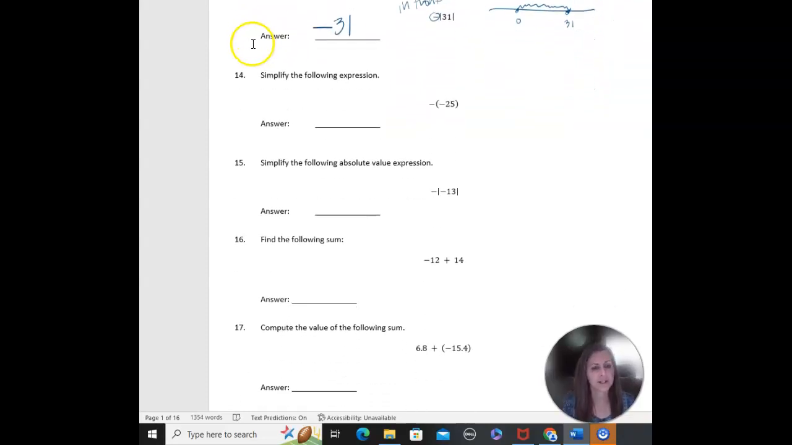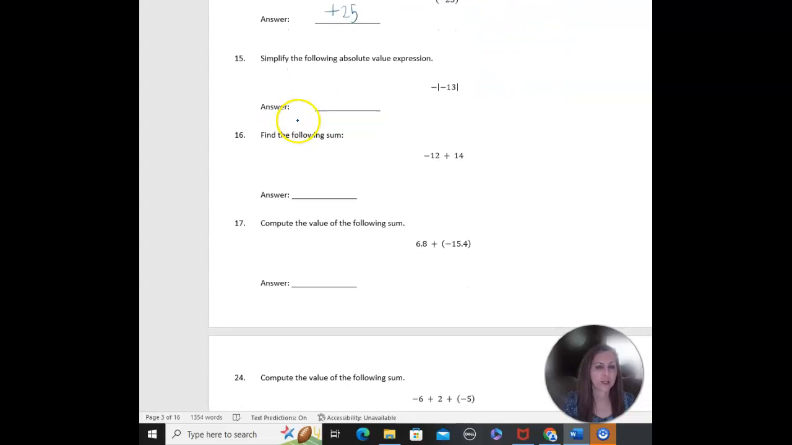Okay, I said this earlier, but let's look at this again. A negative times a negative equals a positive. So if you are multiplying, a negative times a negative gives you a positive. So a negative times a negative gives you a positive 25.